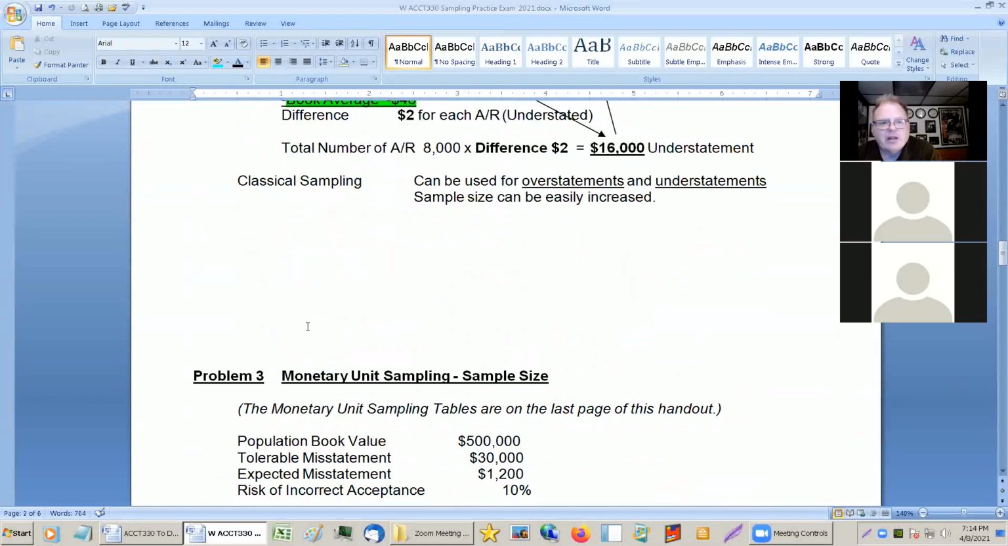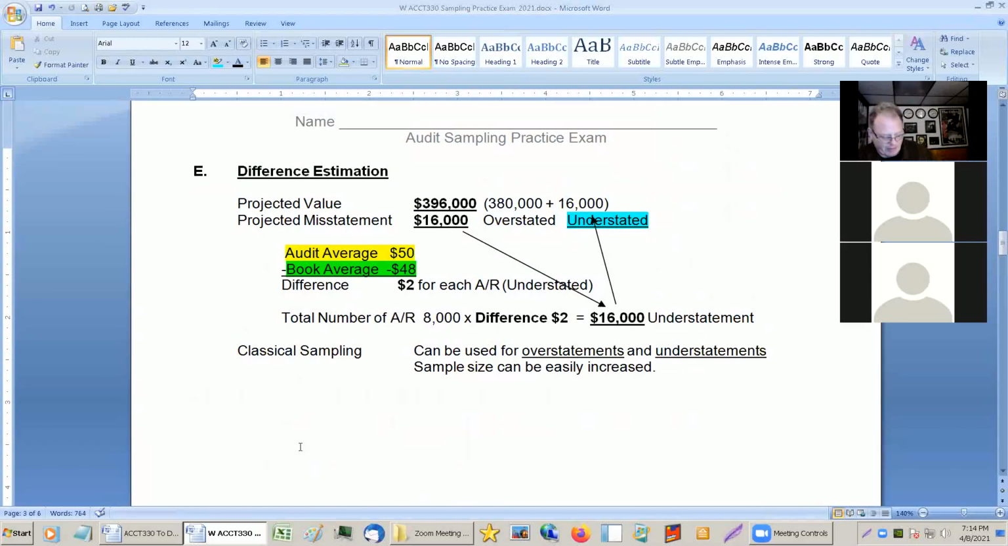Okay, let's go ahead and take a break, and we'll come back and do the monetary unit sampling. Let's see, be back at, what is this? 7:15. Let's say 7:20.